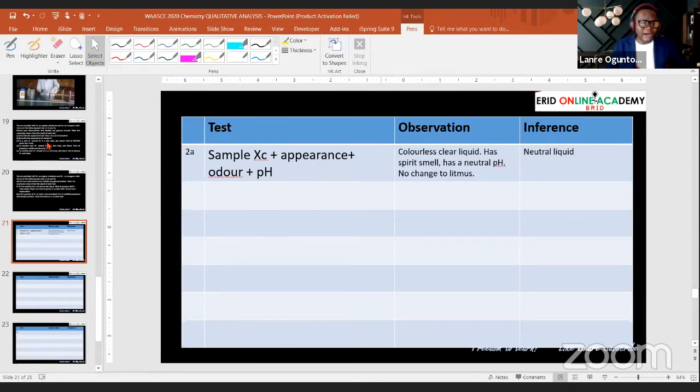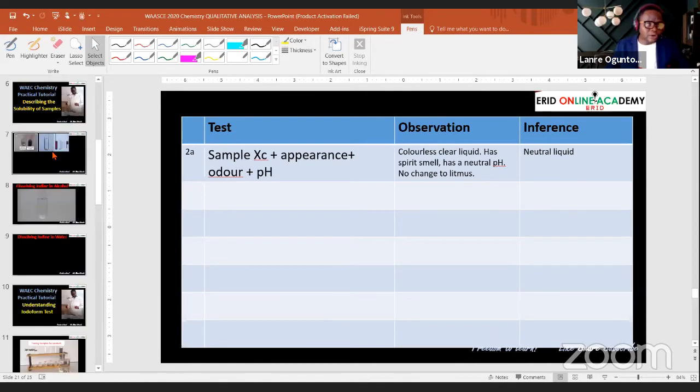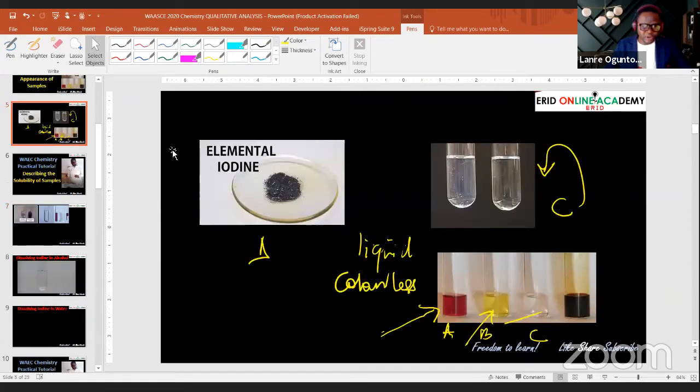So we have looked at the appearance of the liquid. This is how the liquid looks like. That's what we are comparing. This is the appearance of your liquid. So we said the liquid will look like this. You can see that liquid in the test tube. They will describe it. We're able to describe that particular liquid.